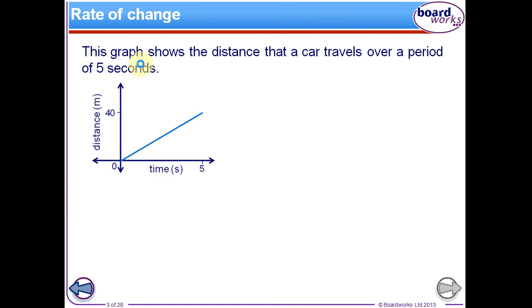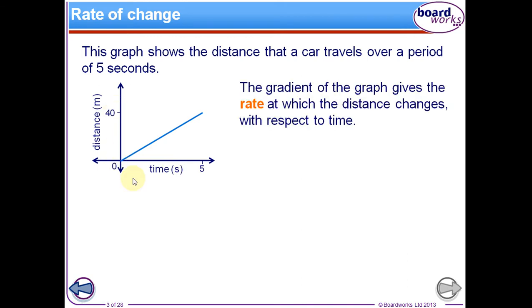If you look at this graph, it shows distance. This is a distance time graph of a car over a period of 5 seconds. The distance is in meters, and this is 40 meters. The gradient of the graph gives the rate at which the distance changes with time, and the gradient shows the speed of the car.